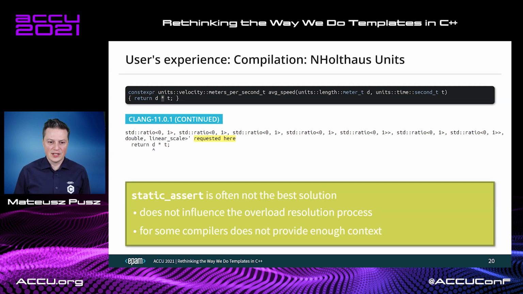So things to notice here is that static asserts are not often the best solution. First of all, static asserts are implementation details. They do not influence the overload resolution process and name lookup, right? So if you need this, static asserts are not for you. And also, for some compilers, as you've seen, there is not enough context to understand still what is the source of the error. Especially if you cannot see the sources of the function, assuming that you have only a header file. You don't know where the static assert was actually provided in the function, how it was called, and so on.